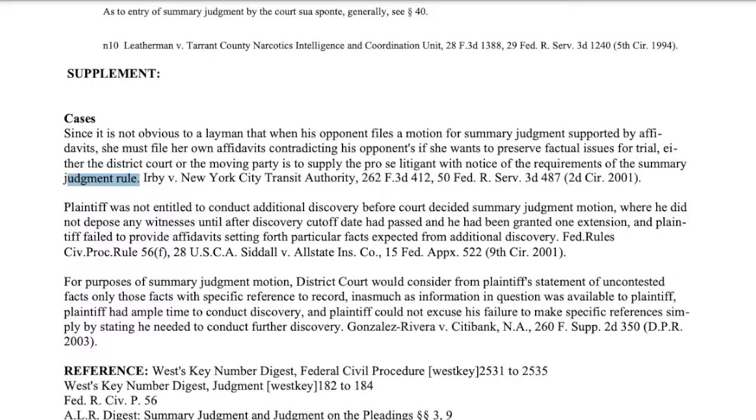And we have the plaintiff was not entitled to conduct additional discovery before a court decided the summary judgment motion, where he did not depose any witnesses until after the discovery cutoff date had passed, and he had been granted one extension, and plaintiff failed to provide affidavits setting forth particular facts expected from additional discovery. And for purposes of summary judgment motion, the district court would consider plaintiff's statements of uncontested facts only those facts with specific reference to the record, inasmuch as the information in question was available to plaintiff. Plaintiff had ample time to conduct discovery, and could not excuse his failure to make specific references simply by stating he needed to conduct further discovery.